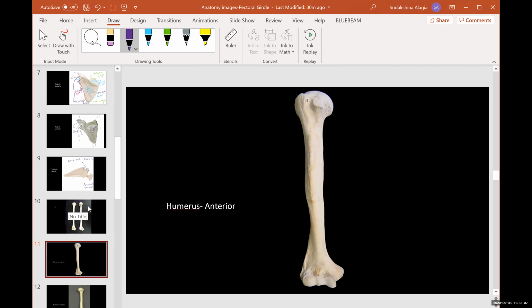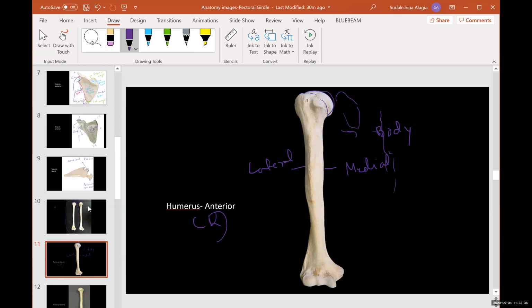Okay, so the anterior aspect of the humerus, by the way, this is the right humerus. The head of the humerus is protruding. This is where your body will be, right? This is where the scapula will be. This is where the axis of the body is going to be. That means this is the medial side, and that's the lateral side.